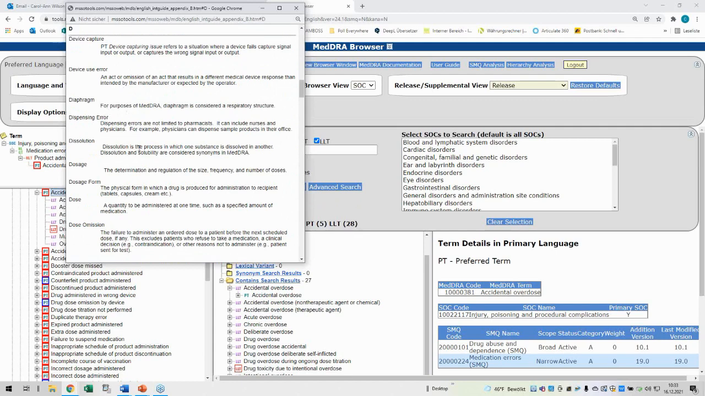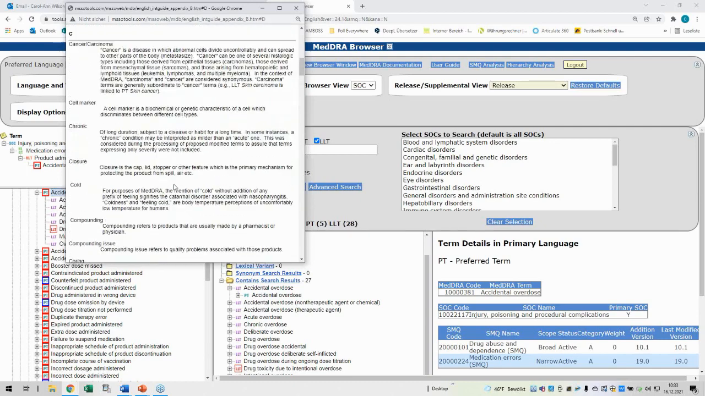Okay, what about dosage? Dosage is the determination and regulation of the size, frequency, and number of doses. So this is a more general term that not only refers to a single dose, but also to the schedule and also the duration of therapy. It's an overarching term, whereas dose is much more specific, only referring to one dose given.